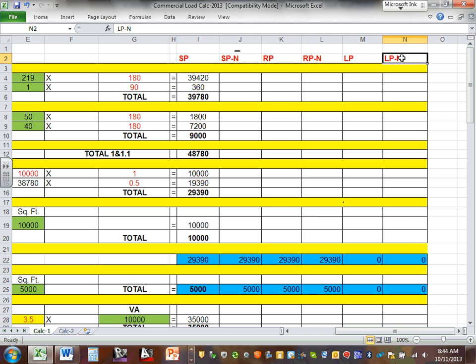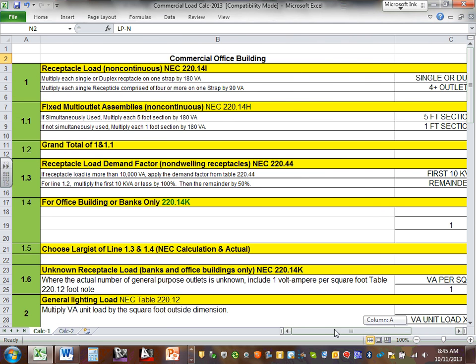So SP, service panel, and the neutral for it. RP, receptacle panel, the phases, the N is the neutral for it. LP, the lighting panel phases, and the N is the neutral. Who's the neutral? Typically smaller than the others. Cool? All right, so you're going to see me pulling information, putting it under each one of them. Okay, so you're going to start.